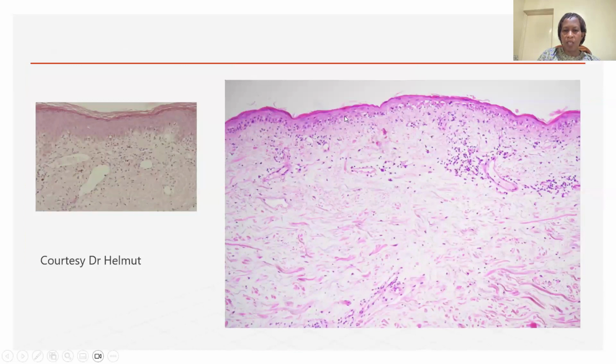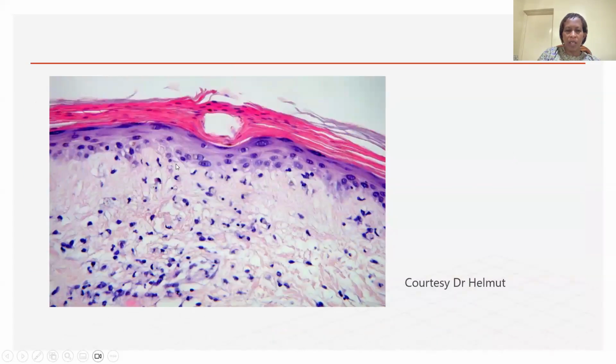epidermis with almost complete flattening of rete ridges and sparse perivascular infiltrate. On the higher magnification, you can see a focal parakeratosis, flattening of epidermis plus focal vacuolar degeneration and perivascular infiltrate made of lymphocytes. Unfortunately, we couldn't see anything else like thickening of the basement membrane. So in this, we concluded the case as dermatomyositis of an adult.